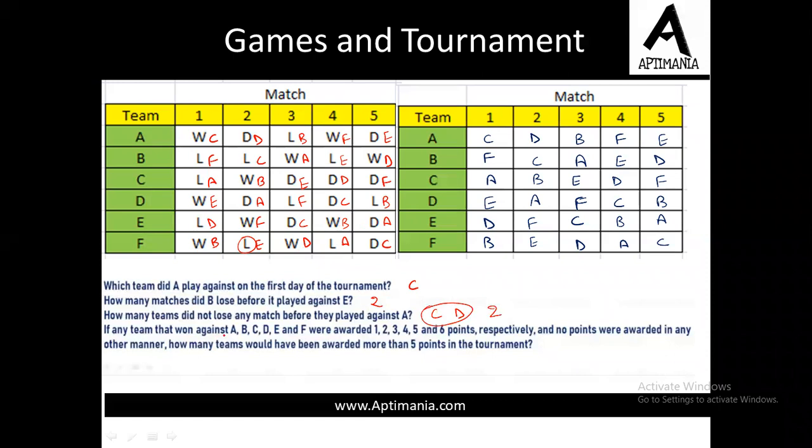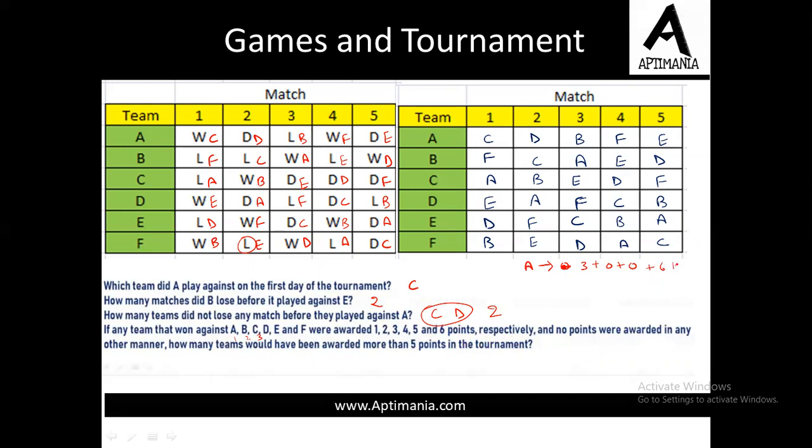If any team won against A, B, C, D, E, F, they were awarded 1, 2, 3, 4, 5 and 6 points. So any team that won against A was awarded 1 point, 2 for B, 3 for C and so on. And no points were awarded in any other manner. How many teams would have been awarded more than 5 points? Now let us check for A. Sorry, on day 1 it won from C. So winning from C, it got 3 points, right? Then on the second day 0, then on the third day again 0, and on the fourth day it won from F. So the points from winning must be 6, right?